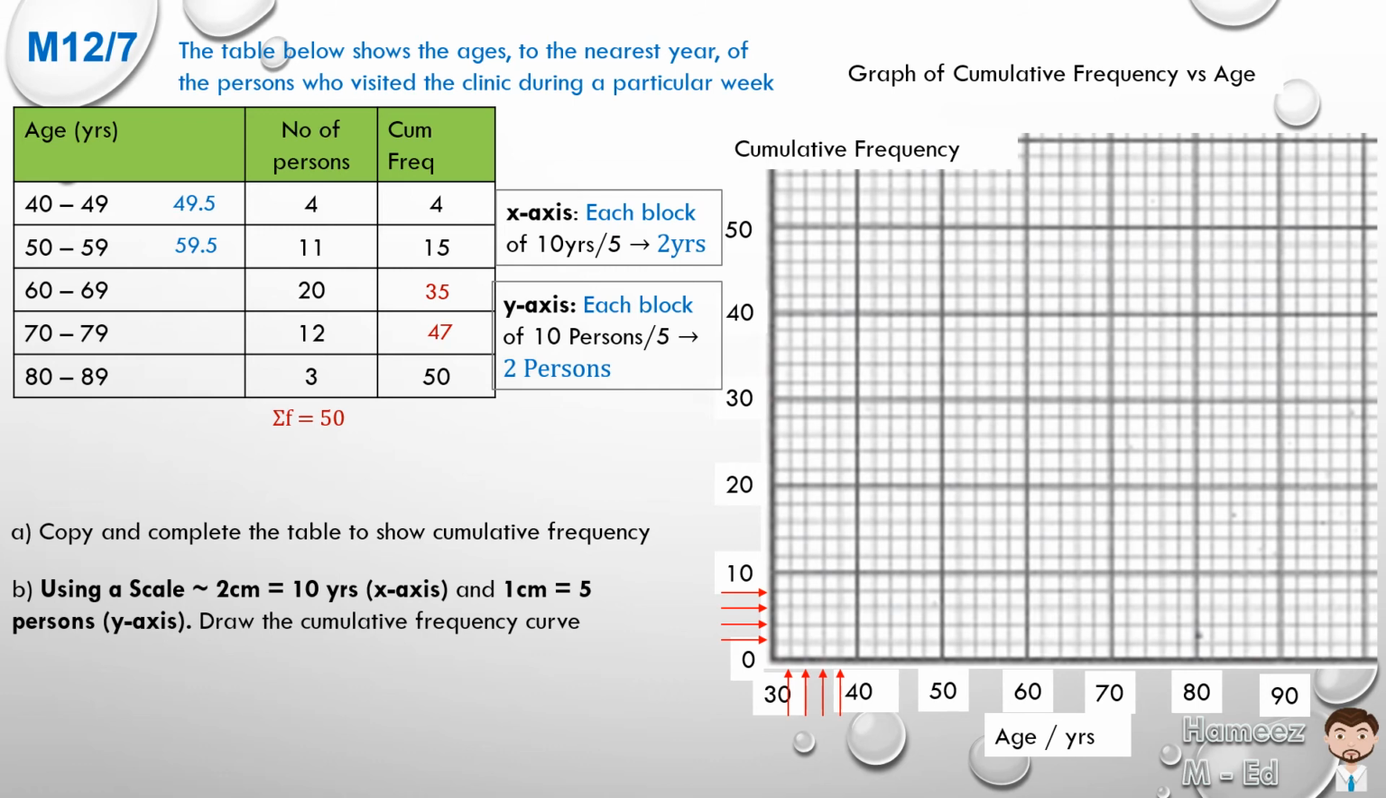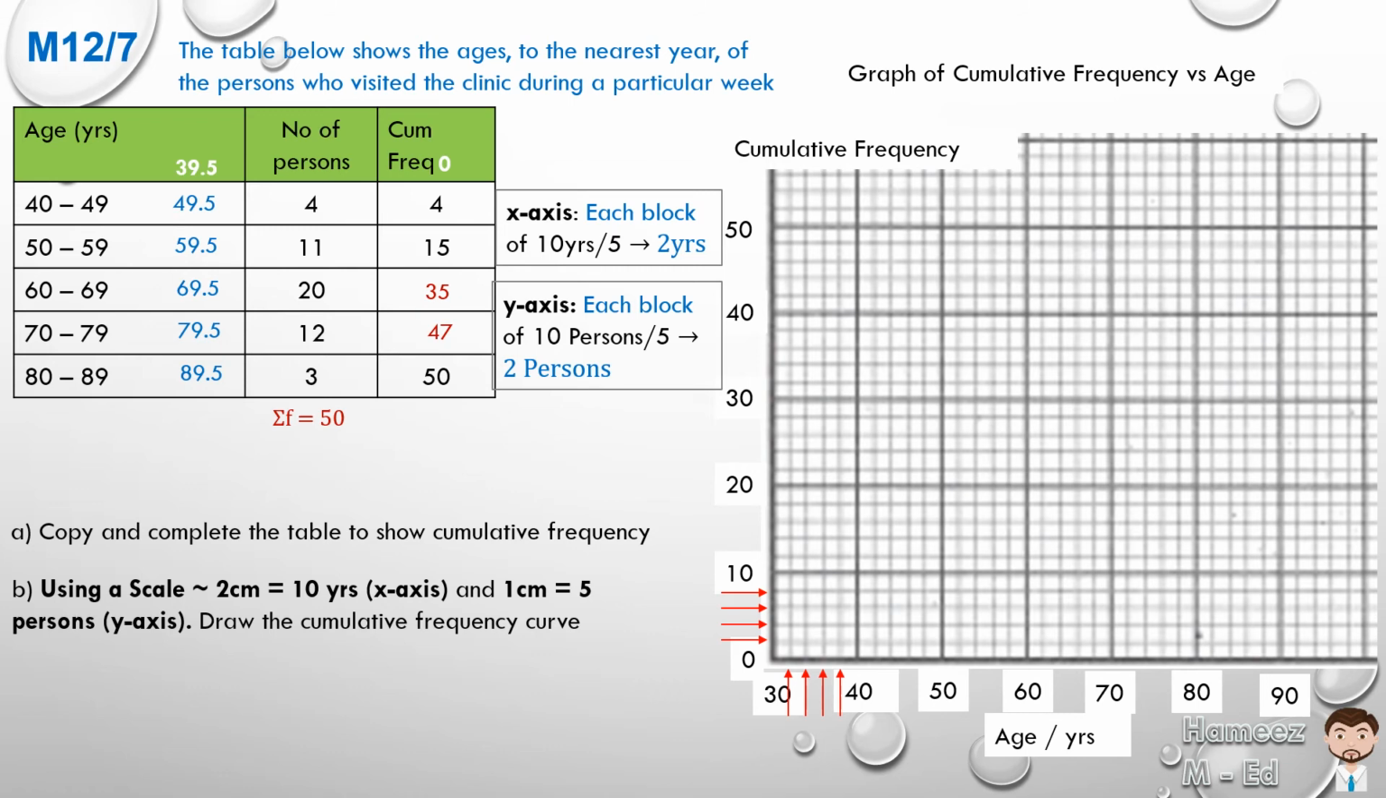So 49.5 will give us 59.5, 69.5, 79.5, 89.5. And of course, we need an initial value. So the initial value is minus 10 from 49.5, and that would give us 39.5. So now that we have 39.5, what was our frequency? What was the number of persons there? 0. So now we have all the information ready to plot the graph.